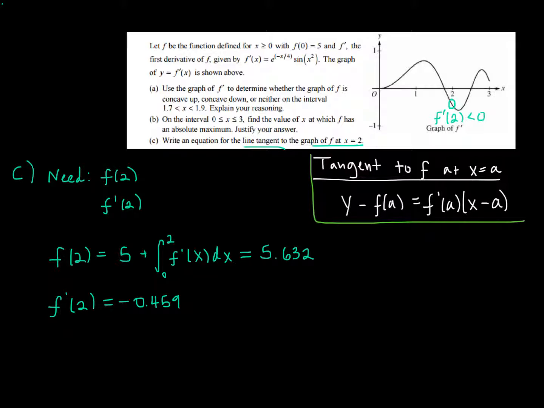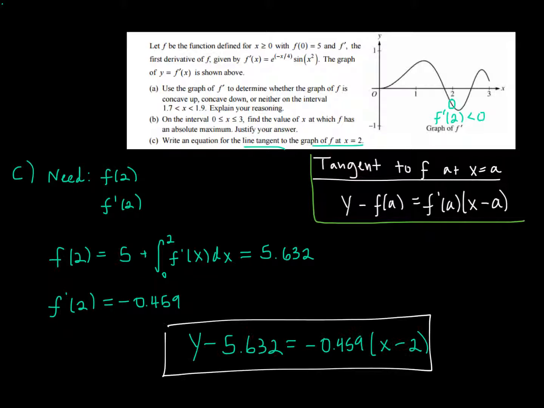So now I can simply use point slope form to write the equation for my tangent line. My y value at that point is 5.632. The x value, of course, is 2, and this is my slope. So my equation will be y minus 5.632 equals negative 0.459 times x minus 2.